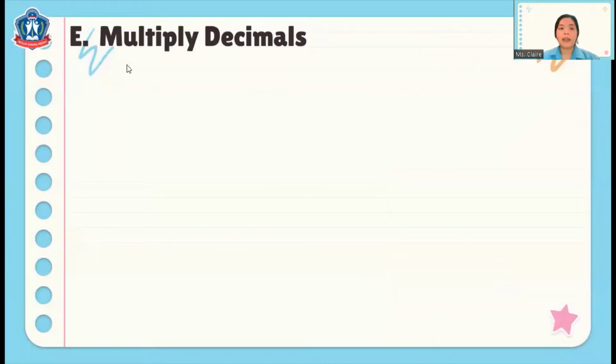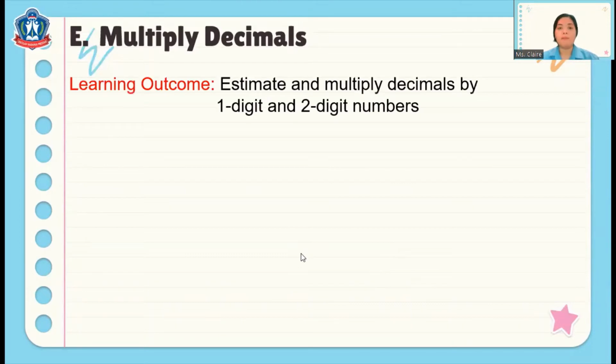Okay, now let's study the next lesson, multiplying decimals. So how to multiply decimals. One basic rule for multiplying decimals, children, is that it is just the same as multiplying whole numbers.